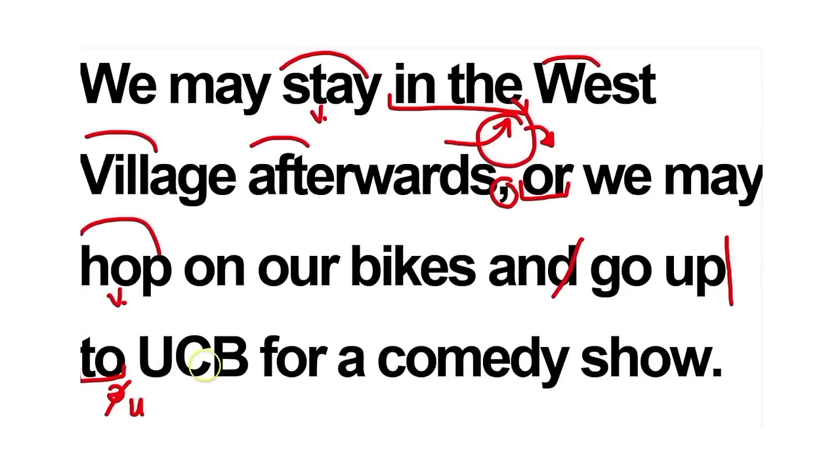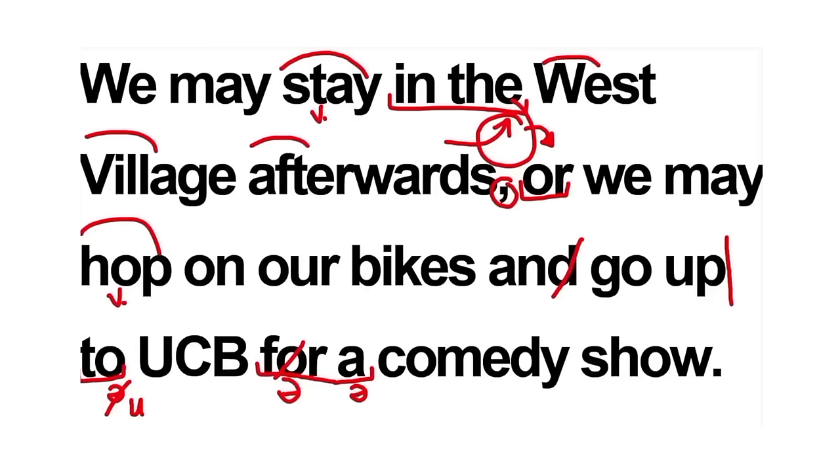To UCB for a comedy show. I most definitely reduced this vowel to the schwa. For a. So I also connected that word very much so to the article a, which is also pronounced as the schwa. For a comedy show. Let's test your listening skills for stress.